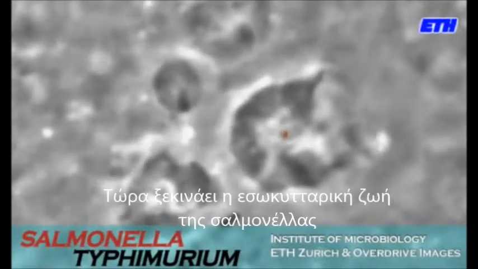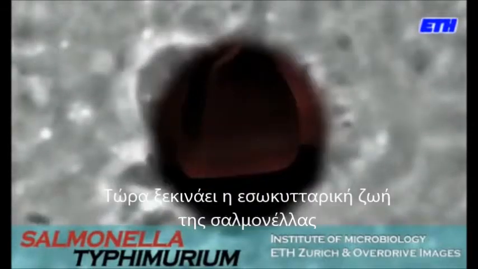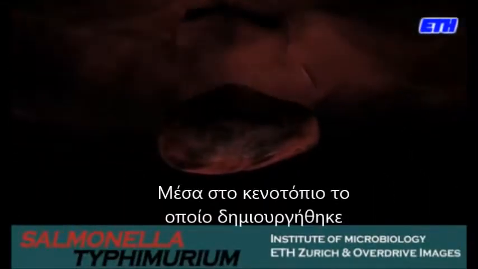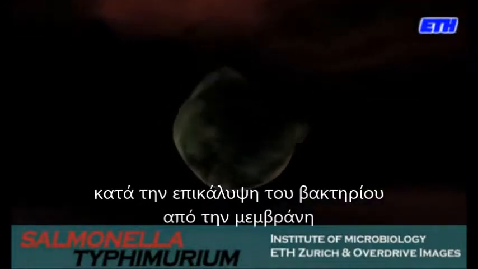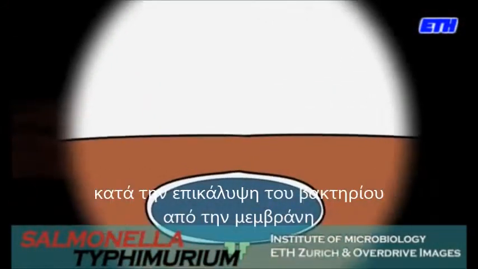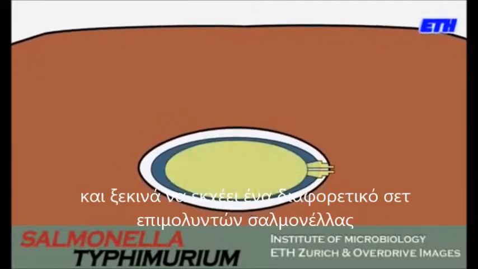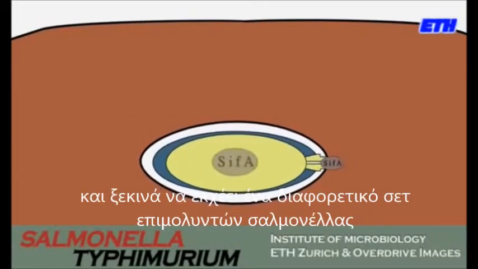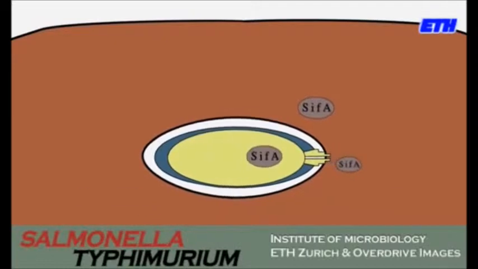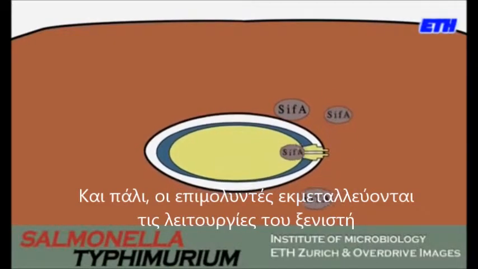Now begins the intracellular lifestyle of Salmonella typhimurium, inside the vacuole that has been formed during the engulfment of the bacterium by the host cell membrane. A different type 3 secretion apparatus is assembled and starts to inject a different set of Salmonella effectors across the vacuolar membrane. Again, these effectors manipulate host functions.